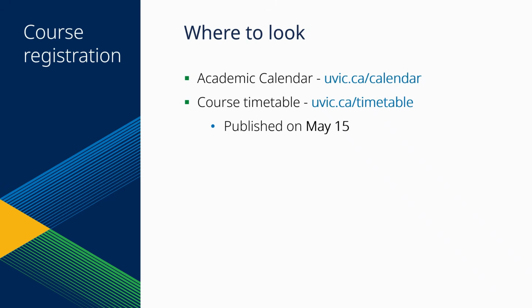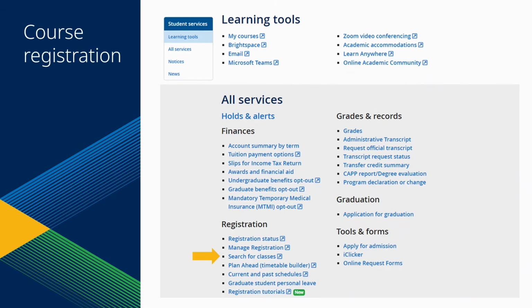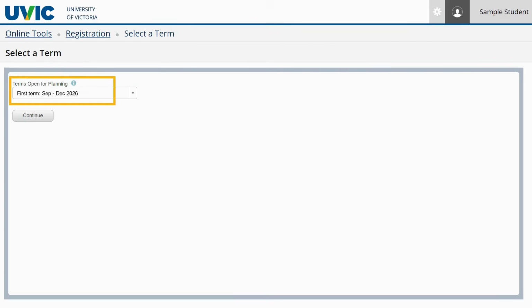After the course timetable is published on May 15th, you can search for courses to see which type of classes are required and when they're scheduled. Before you start building your plan, it's helpful to search for classes and familiarize yourself with what these look like. Go to your online tools, select Student Services, and choose Search for Classes under the registration header. You'll then select the appropriate term that you're planning for and click Continue.